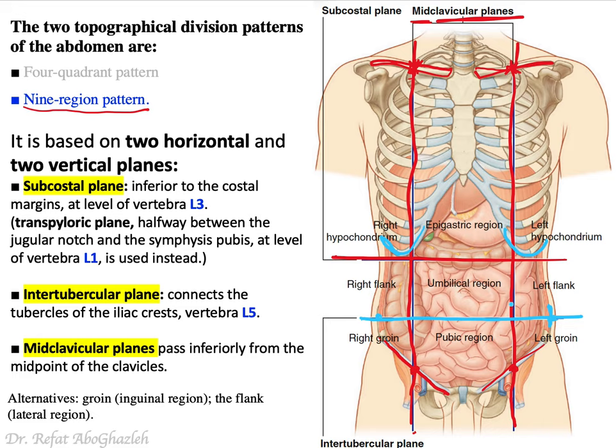Somebody can say, how can I locate the iliac crest? It's pretty easy. Put your hand just on your flank and make a little bit of pressure. You will feel that you can follow the bone on your flank. The highest point is the iliac crest. Lateral to it there is a tubercle. So this is, as I said, the second horizontal plane, which is known as the intertubercular plane. Excellent. So just remember these planes when you subdivide the abdomen into nine regions.